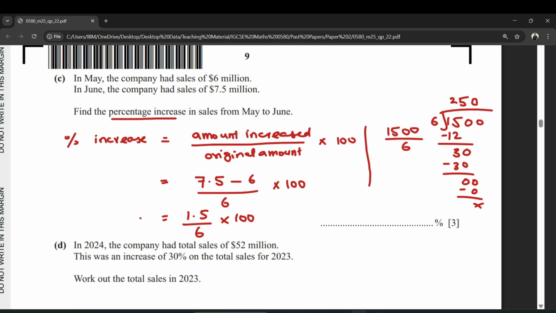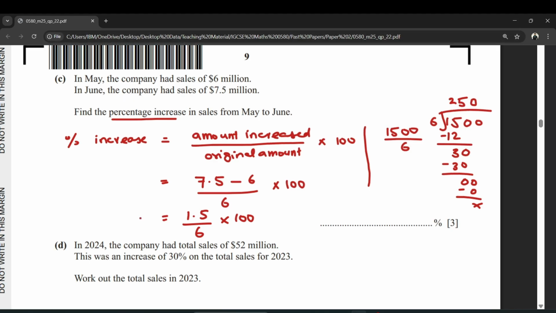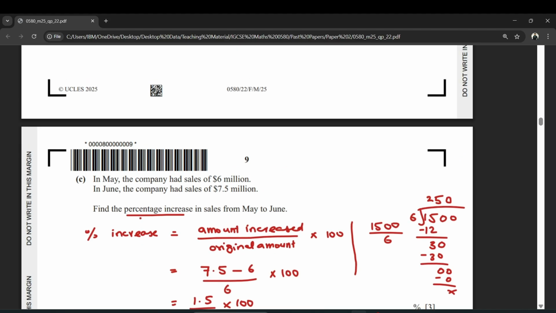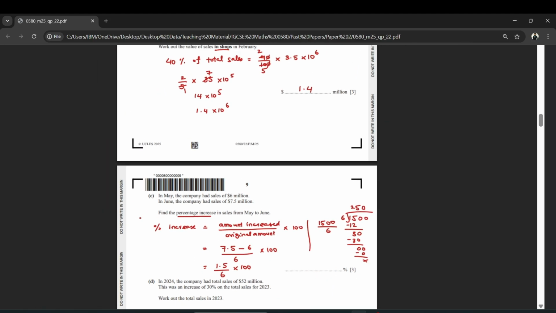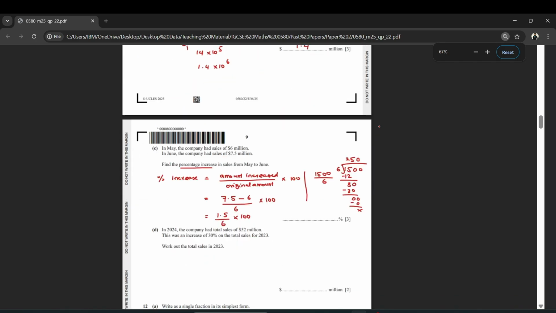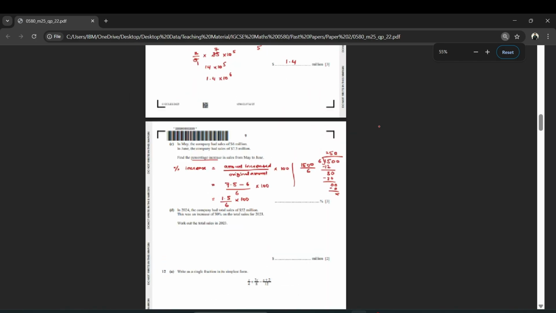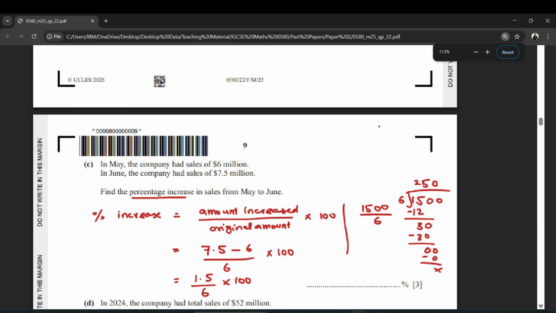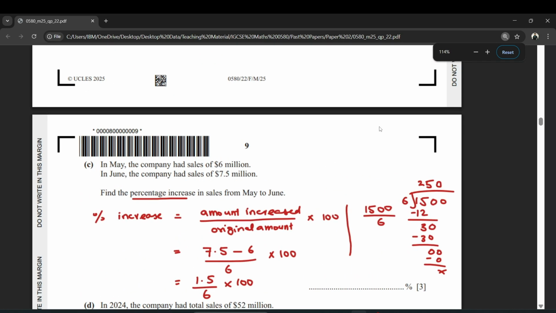Okay, sorry, my bad. I think there's some arithmetic mistake. Just a second. All right. For some reason, I cannot see my erase over here. Anyhow, let me cross this out.